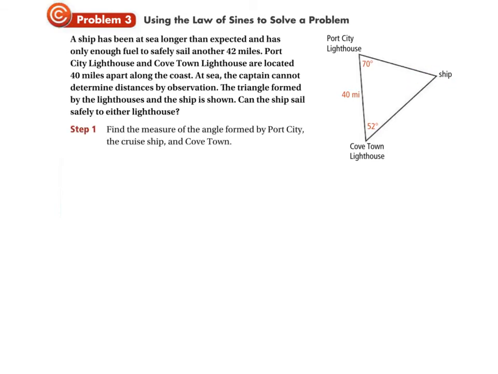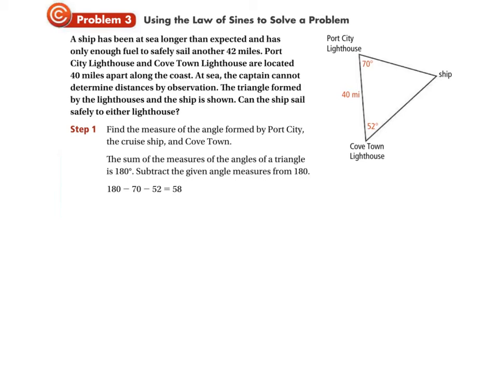So what this says is step one, find the measure of the angle formed by Port City, the cruise ship, and Cove Town. So essentially all you're doing is taking these amounts away from 180, right? 180 minus 70 minus 52 is 58. So this angle right here is 58 degrees. Got it? Okay, that's perfect because now we have an angle and an opposite side pair. And then we can use that and this angle to find this opposite side, right? This angle to find this opposite side.